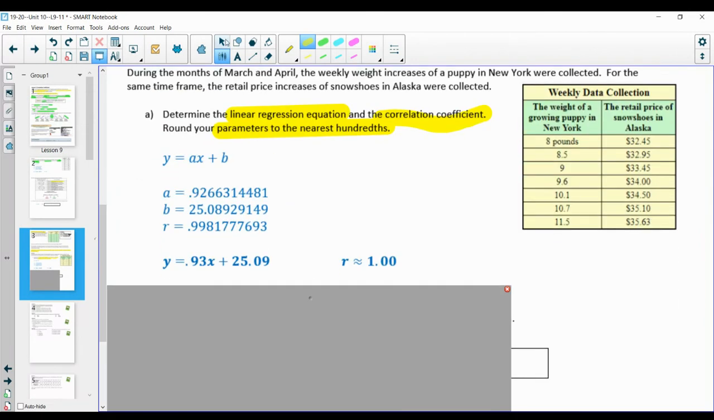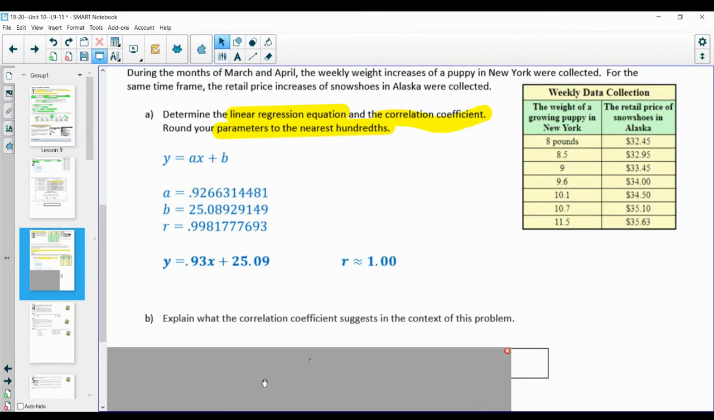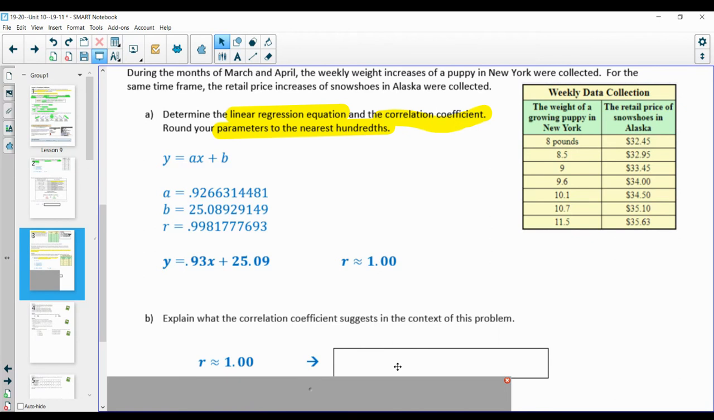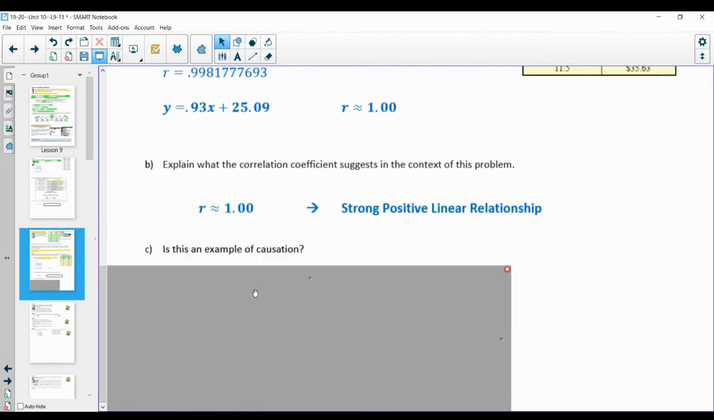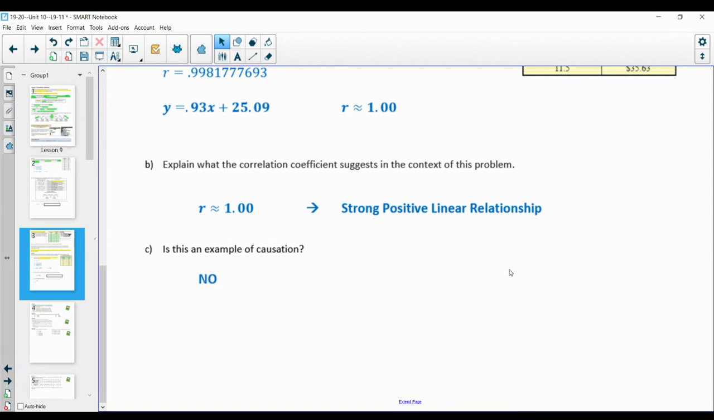Well, just because there's a perfect positive linear relationship, the question is this an example of causation? Does the puppy's weight cause the increase in snowshoes in Alaska? I hope you agree the answer is no. This is an example of a correlation not implying causation.